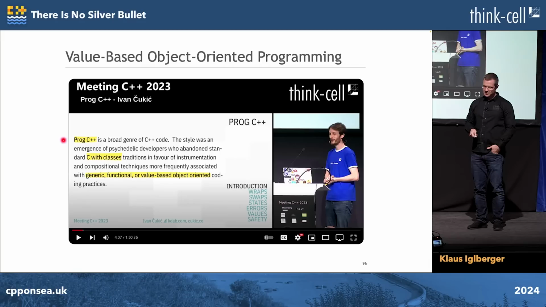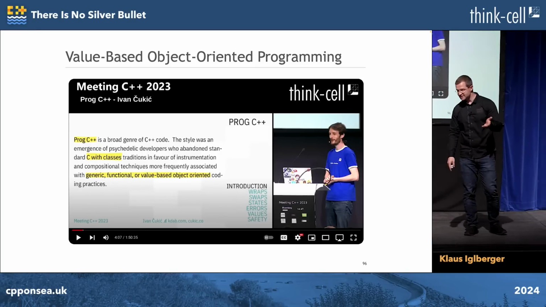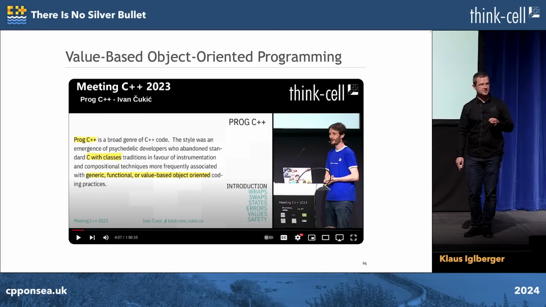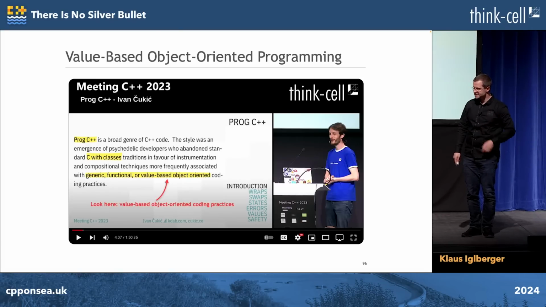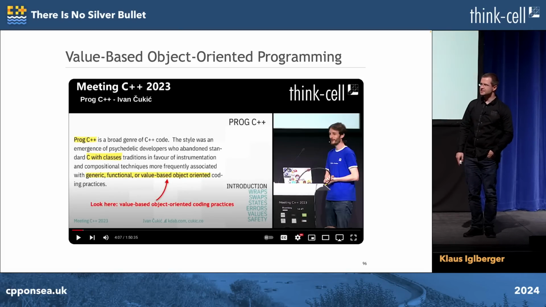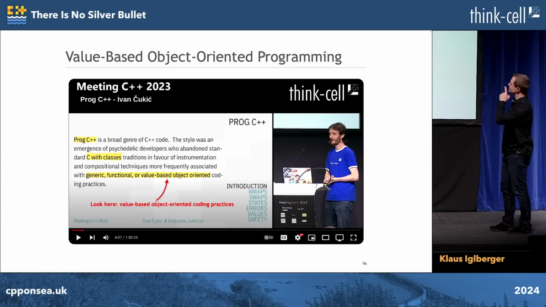So, Prog C++ is a broad genre of C++. The style was an emergence of psychedelic developers who abandoned standard C with classes traditions in favor of instrumentation and compositional techniques more frequently associated with generic, functional, or value-based object-oriented coding practices. Value-based object-oriented coding practices. Oh, that sounds interesting. But before we take a look at this, there's something else I want to mention.